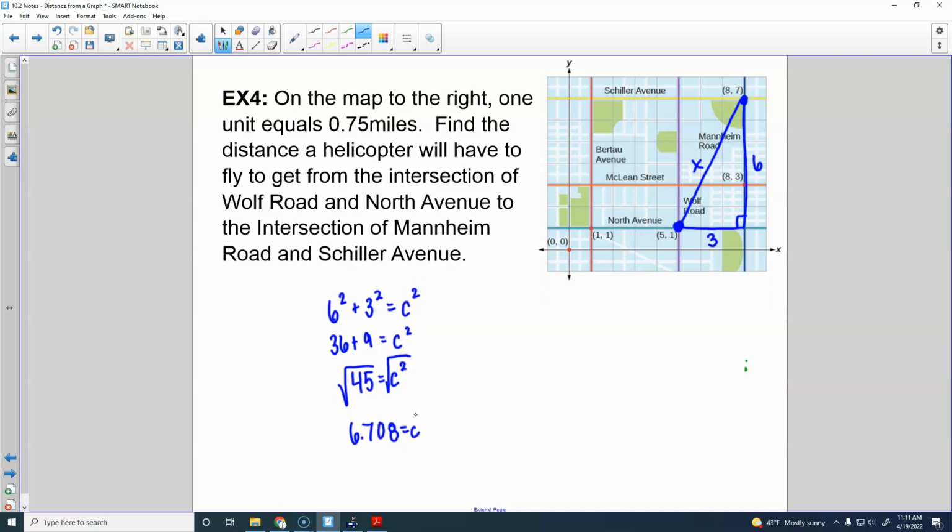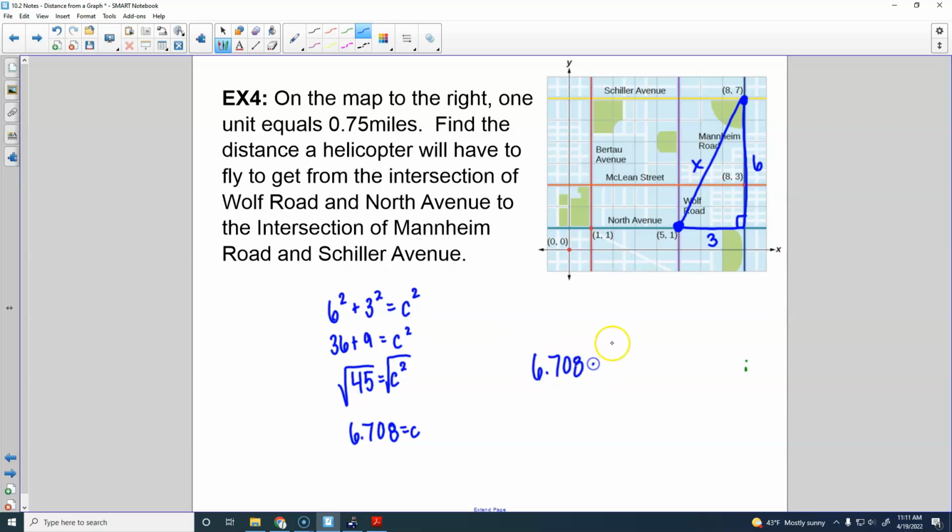So each block here only represents 0.75 miles. It doesn't represent 1 mile exactly, because whenever you look at a map, it's always scaled, right? So they will tell you the map scale, that this many miles equals 1 inch on this map or whatever. So here, each block equals 0.75 miles. So how do I figure out how far this is in miles? I'm going to multiply it by 0.75.